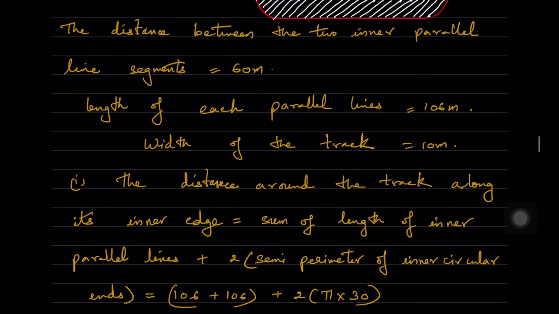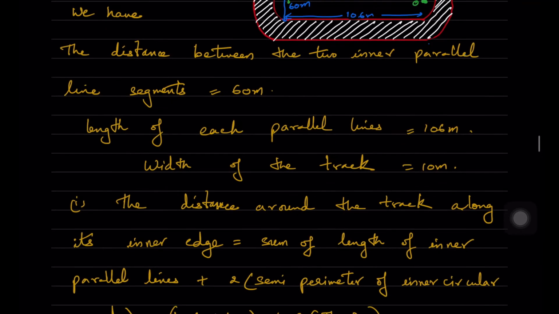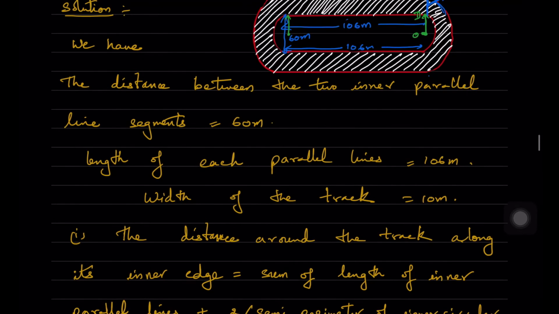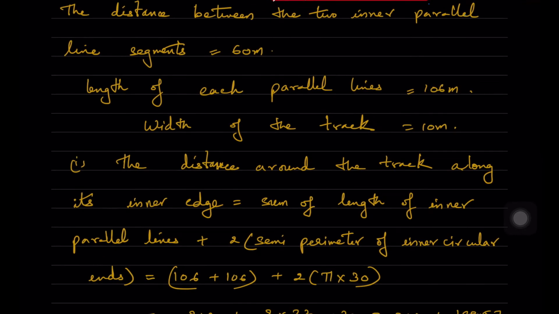The distance around the track along its inner edge, we have to find out, no? So the perimeter. The distance around the track along its inner edge is equal to the sum of the lengths of the inner parallel lines plus 2 into the semi-perimeter of the inner circular ends.